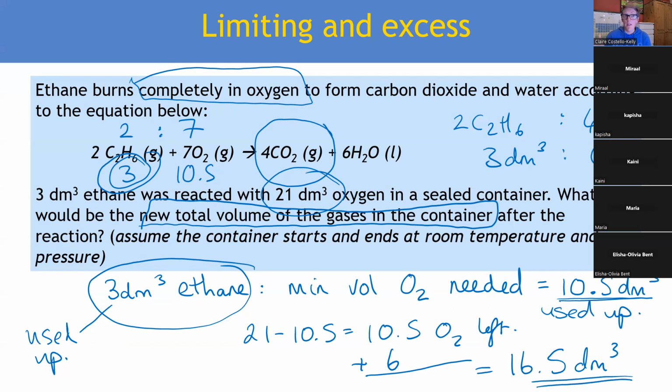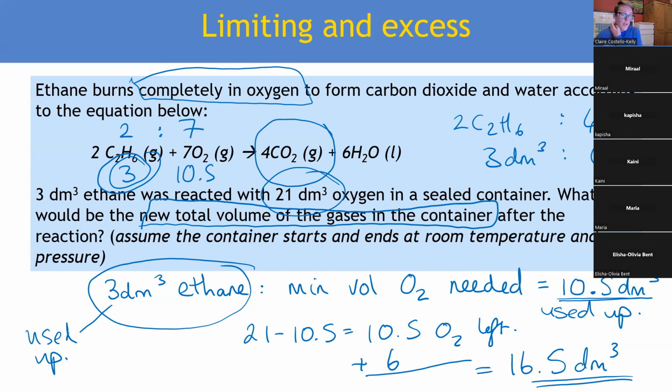Not the same as the starting volume. So volume's not conserved, right? It's like moles. The number of moles changes, the volume changes, the total number of atoms doesn't change. That can't, obviously. That's why we balance equations, but other things can change all the time in chemical reactions. I don't include the water. Where did the 6 come from?